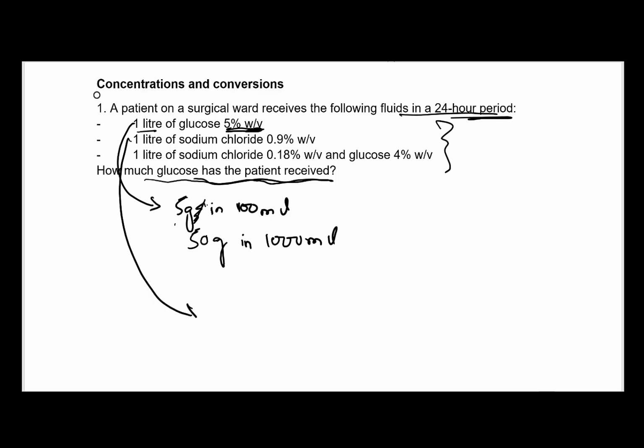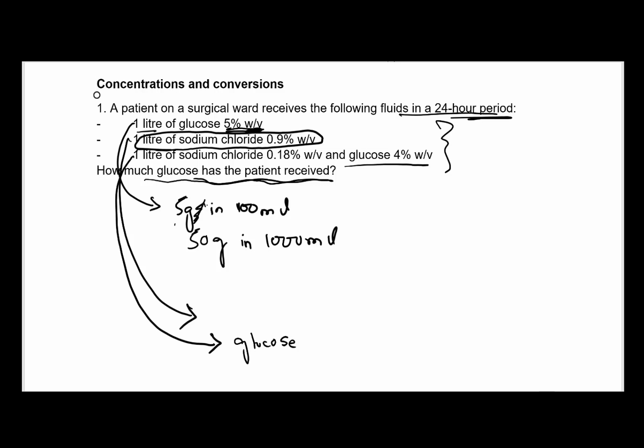For the second solution, it's only 1 liter of sodium chloride, so there is no glucose here. So just ignore this. The third solution has 1 liter of sodium chloride and glucose 4% weight by volume. 4% weight by volume means 4 grams in 100 mils, and the patient is receiving 1 liter of that also. So that will be 40 grams in 1000 milliliters.